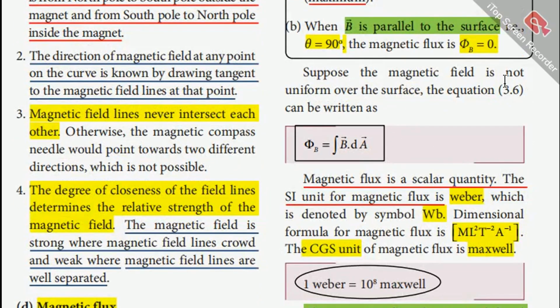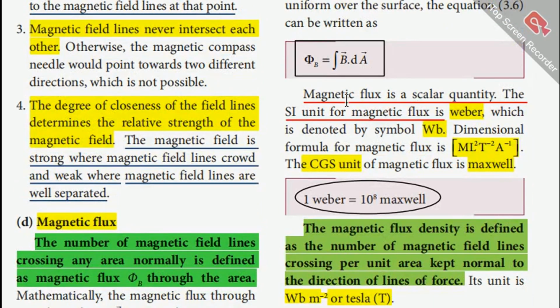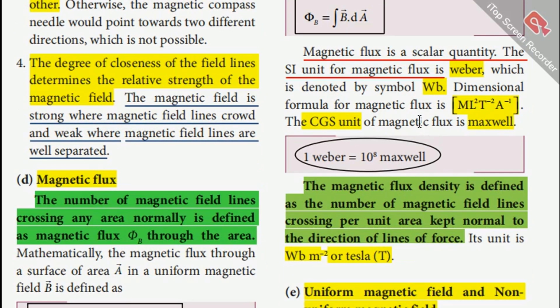Suppose the magnetic field is not uniform over the surface, then equation 3.6 can be written as phi B equal to the integral of B dot dA. Magnetic flux is always a scalar quantity, and the SI unit for magnetic flux is Weber, which is denoted by the letters Wb. The dimensional formula for magnetic flux is M L squared T power minus 2 A power minus 1.